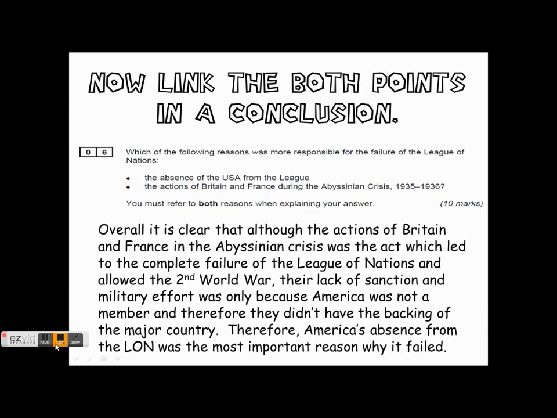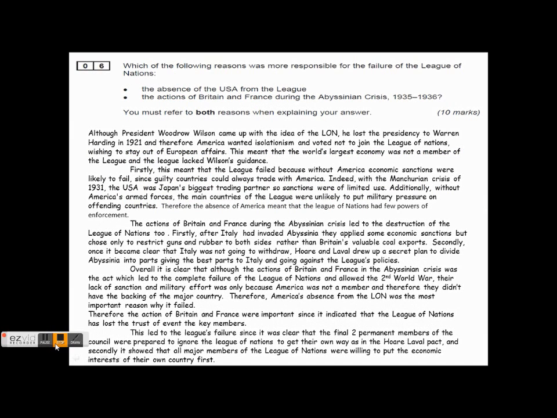Overall, it's clear that although the actions of Britain and France in the Abyssinian crisis was the act which led to the complete failure of the League of Nations and allowed the Second World War, their lack of sanctions and military effort was only because America was not a member, and therefore they didn't have the backing of major countries. Therefore, America's absence from the League of Nations was the most important reason why it failed. This is what your answer should look like.